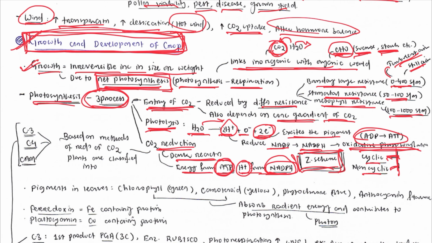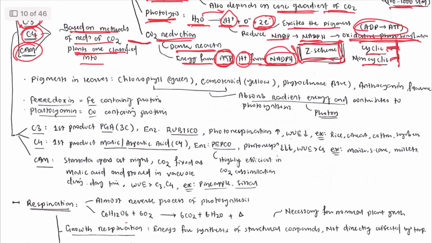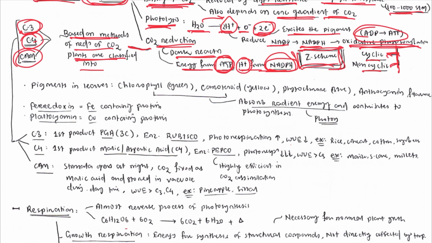Now carbon dioxide reduction. Based on the method of reduction of carbon dioxide, plants are classified into C3 plant, C4 plant and CAM plant. CAM means crassulacean acid metabolism plant. So based on the method of reduction of carbon dioxide, plants are of three types: C3 plant, C4 plant, and CAM plant.